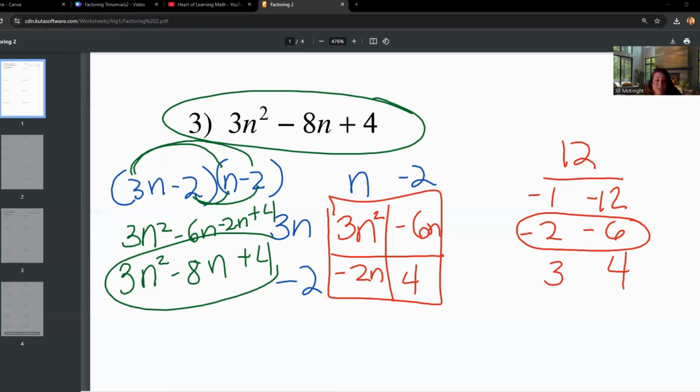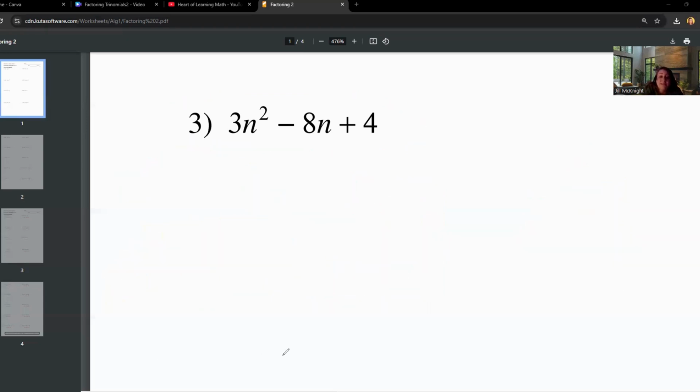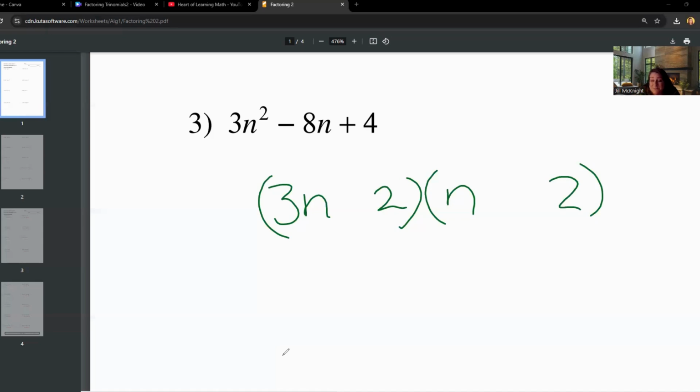There's another way to do this. You can just guess and check by reverse foiling. It's a little trickier, but if you get really good at it, it could go a lot faster. So if you're guessing and checking, you would think, okay, I can do 3n and n is going to give me 3n squared. And then I could try 4 and 1, or I could try 2 and 2. I'm going to try 2 and 2 because I already know that's what it is. And then you know that 2 times 2 is 4, so you just need to check out your inner and outer. I'm going to put negatives because that's a negative.